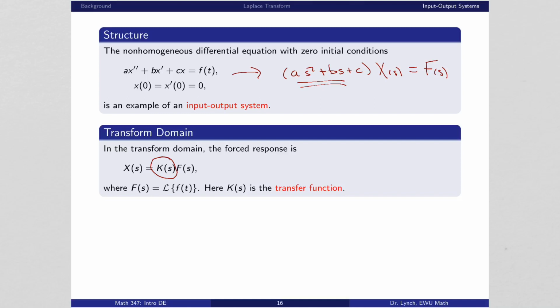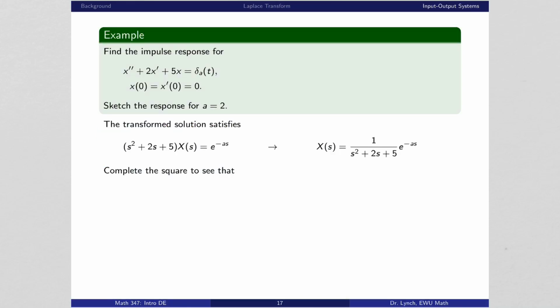Okay, so we're going to call K of s the transfer function, which is sort of what transfers the system to the solution. To see that transfer function in action, we can look at this second order differential equation where there's some sort of impulse at time a, which we can solve quickly. We can think of this as, again, some sort of transfer function, K of s times F of s, where F of s represents the Laplace transform of this impulsive force.